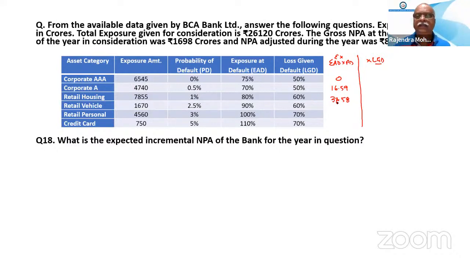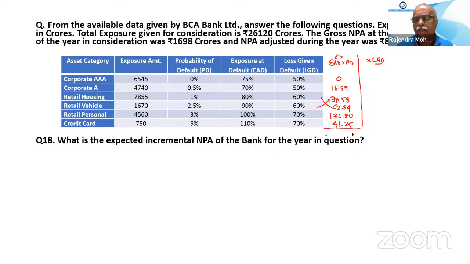Are you calculating correctly? 37.58 is for what? 62.84. Which one? The housing. For retail housing, 62.84. Okay, and 37.58 is vehicle? Retail vehicle. Okay, fine. Then retail personal will be 136.80. Next one, credit card 41.25. So this is the amount of default which is happening here.